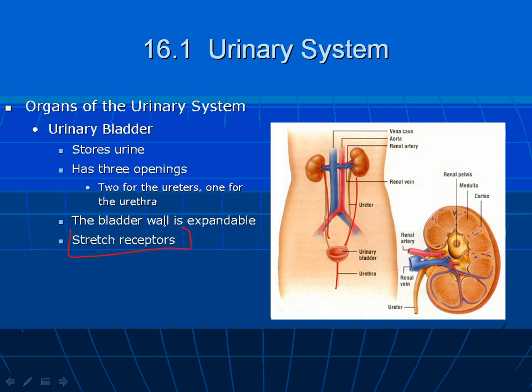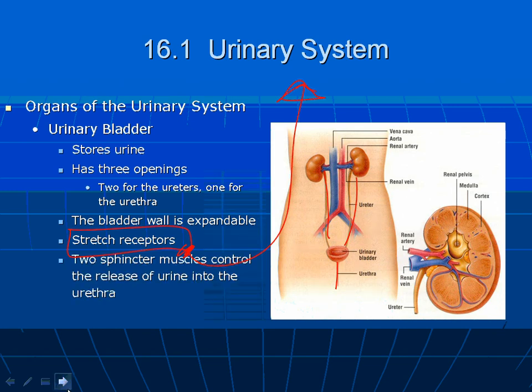Stretch receptors, just as in the alveoli in the lungs, there's nervous tissue that's going to send a message back up to the brain to tell you that your bladder is full and that you should probably find an area to take care of business. There's 2 sphincters that release the urine into the urethra, just like we had in the stomach and the small intestine openings. These are the muscles that are going to control what's entering and exiting.